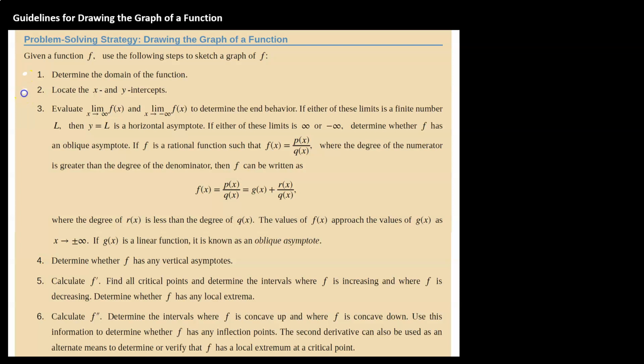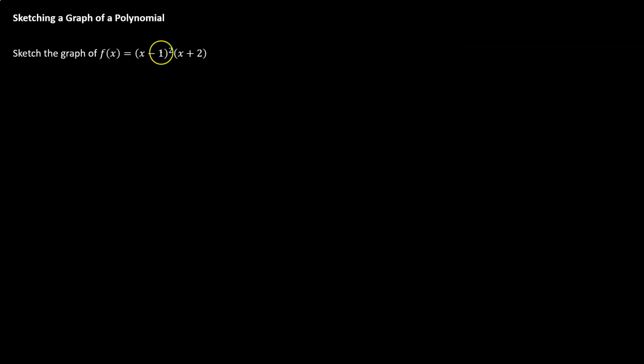Second thing, find your intercepts. Third thing, you're going to find the end behavior, going to the left and the right, checking to see if you have a horizontal asymptote. Fourth step, determine if you have any vertical asymptote. That's when you're dividing by 0. That causes the vertical asymptotes. And then step 5, you'll calculate your first derivative to find the extrema, max and min. And step 6, you'll calculate your second derivative. That way you can make sure that you're drawing the concavity correctly. So let's take a shot at it.